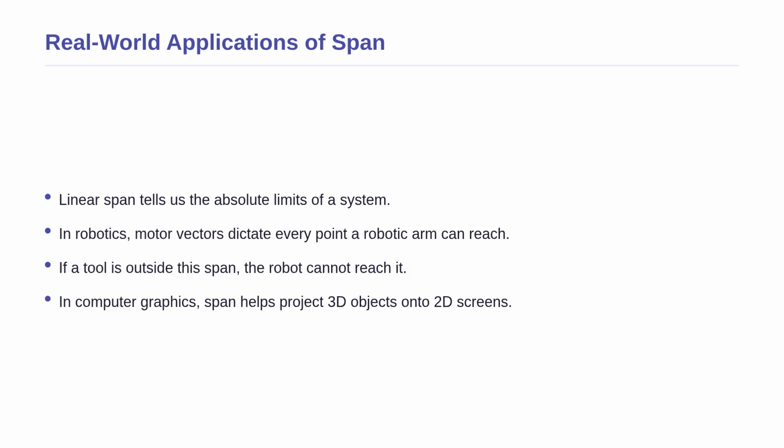Now that we have calculated spans, let us understand why this matters in the real world. Understanding the linear span is incredibly important because it tells us the absolute limits of a system. Think about a robotic arm in a factory that has 3 motors, where each motor provides movement in a specific direction. The linear span of those 3 motor vectors dictates every single point in space that the robotic hand can possibly reach. If a tool is located outside of this span, the robot will never be able to reach it. It is the mathematical way of asking, what is the full potential of the tools I currently have?